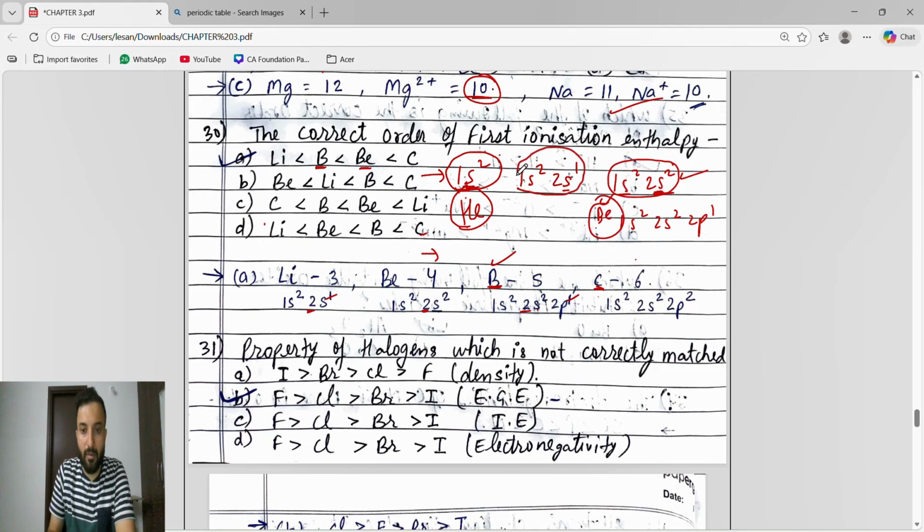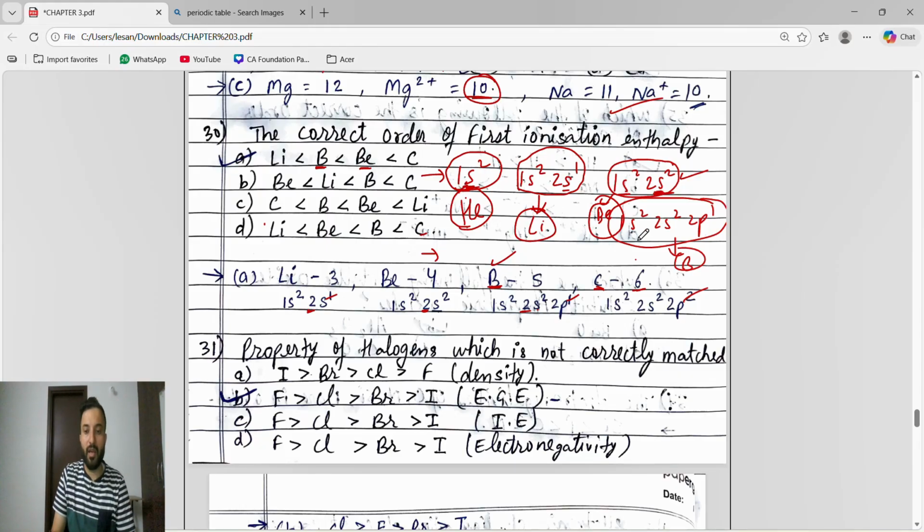Be, this is beryllium. It loses one electron and it becomes 1s2, 2s1, atomic number 3, which means lithium. Right, hydrogen, helium, lithium. Now carbon. Carbon atomic number was 6. It removed one electron, means it loses one electron and it will reach 5. 5 means what? Boron. Understand?